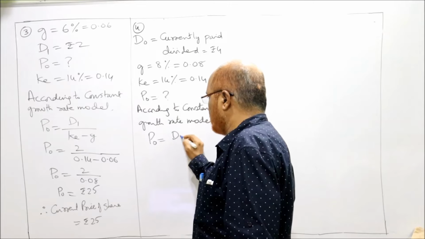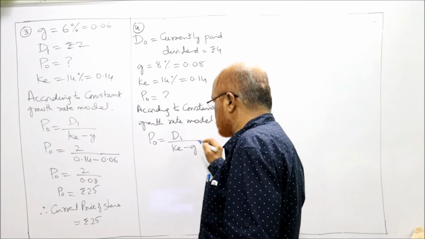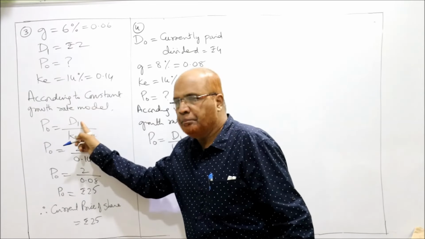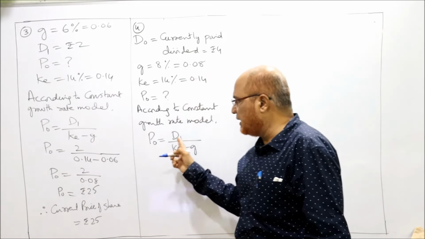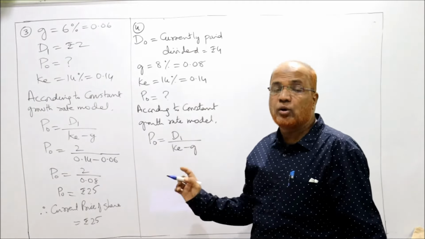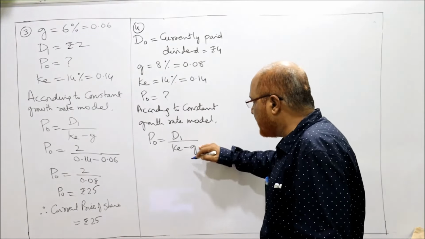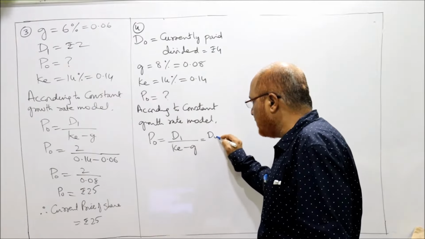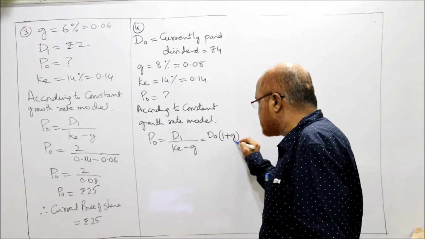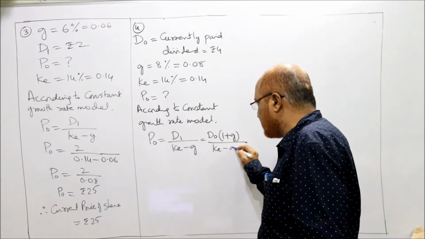P0 is equal to D1 divided by KE minus G. But we don't have D1. So in place of D1 we can write D0 into 1 plus G divided by KE minus G.